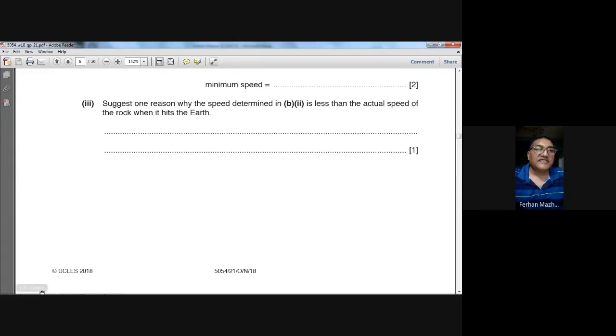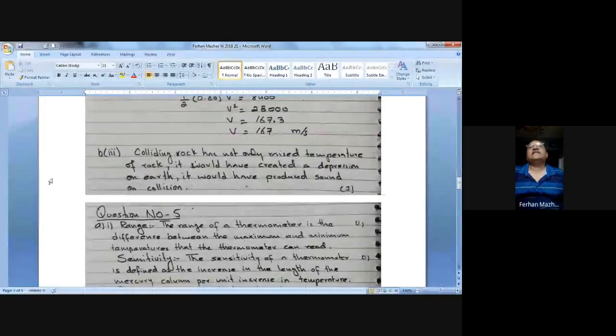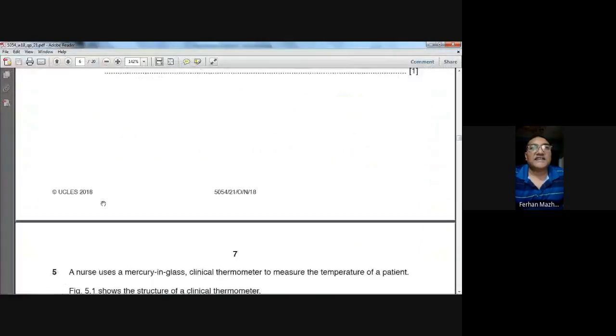I have written this answer also. Let us read that answer. Colliding rock has not only raised the temperature of rock, it would have created a depression on earth. It would have produced sound on collision. So that's why we believe that the speed of the rock is more than 167 meter per second. Its kinetic energy is more than we just considered. So everyone, that was question number 4. I hope I have made my points clear to you.